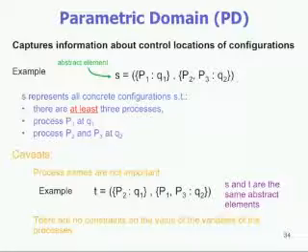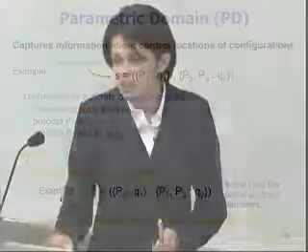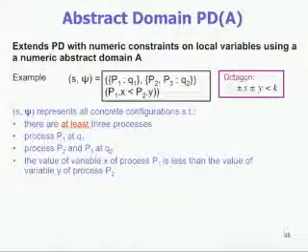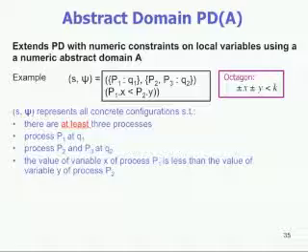However, the parametric domain does not capture anything about the data values of the processes. We extend this parametric domain using an existing numeric abstract domain. For example, here we are using octagon, where the constraints are represented by this form.